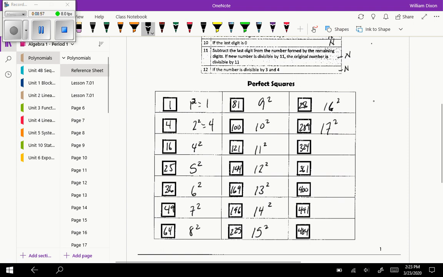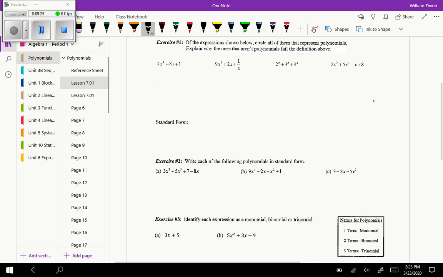I think that's very important. Just have them memorized. 18 squared, 19 squared, and then obviously you should know 20 squared. 21 squared gets a little out of control, and then 22 squared. All right, cool. Again, those are very important, and you should really know those. All right, very good reference, but these perfect squares you really should have down. All right, let's jump into the lesson.